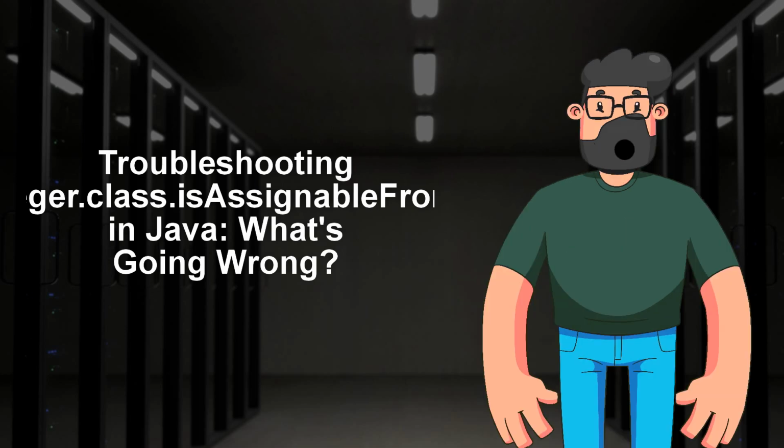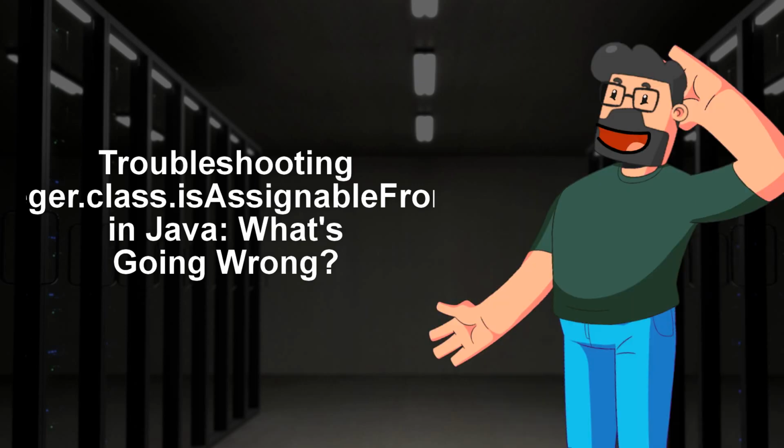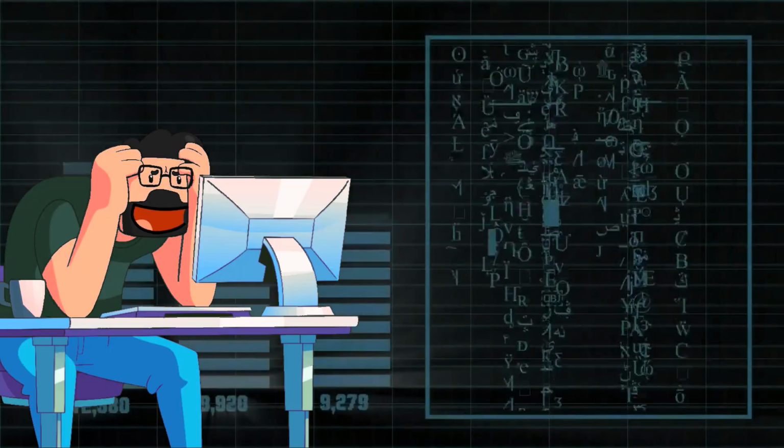Hey there! Today we're diving into a common problem that Java developers might encounter when working with generic classes. The issue revolves around correctly identifying the type of an object stored within a generic class instance. Let's talk about the problem at hand.